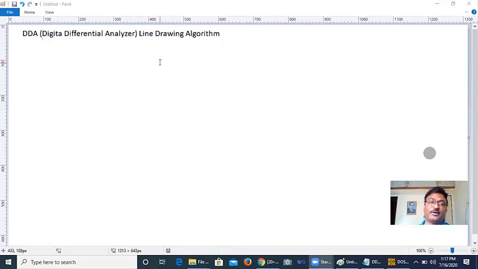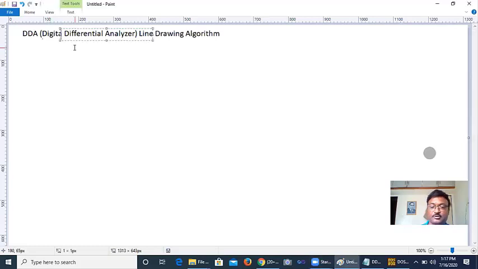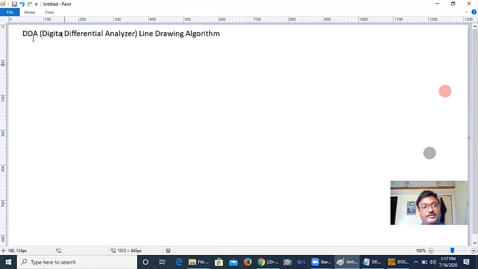Now let us proceed to how we are going to draw the line using an algorithm. Here the algorithm is the Digital Differential Analyzer, which is nothing but the DDA algorithm. It is named DDA because you are going to calculate the difference here.